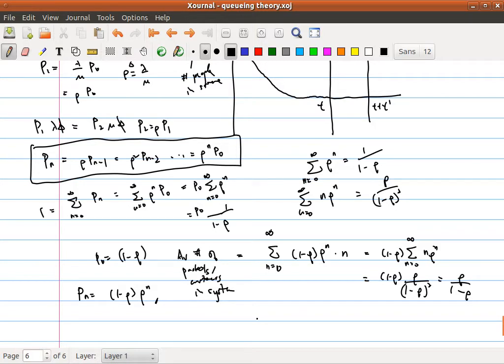And then we can use Little's theorem that the average delay, let's say T, is just equal to the average number of packets in the system over the arrival rate, right? So therefore it's just rho over 1 minus rho, over lambda.